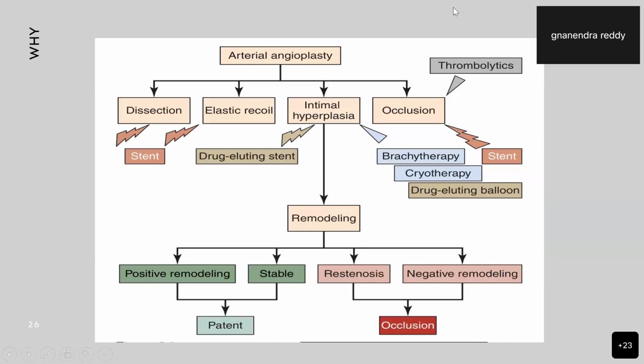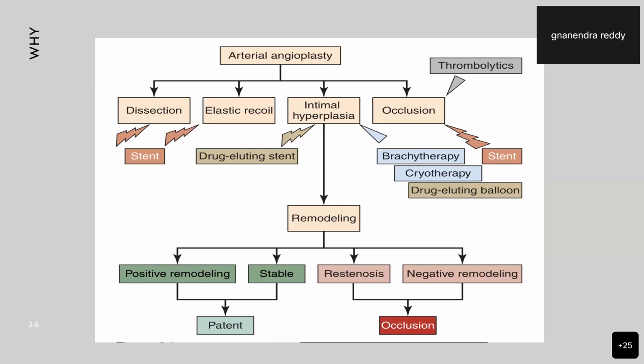A patient undergoing angioplasty may have the following complications. The patient may develop a dissection or elastic recoil, which can be immediately addressed by stent placement. The patient can have an occlusion, which can be addressed by stent placement, or we can do thrombolysis. Or in the long run, the patient develops intimal hyperplasia, where we can use brachytherapy, cryotherapy, drug-eluting balloons for the angioplasty, and also, less frequently, drug-eluting stents for the peripheral arteries.